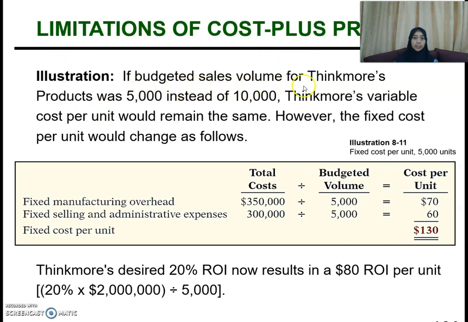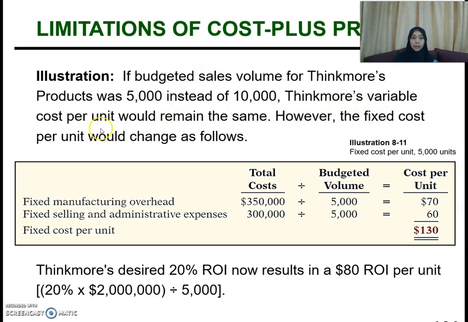So if budgeted sales volume of Thinkmore's product was 5,000 instead of 10,000, remember previously we produced 10,000 units. But what if you produce a lower amount? Let's say you produce 5,000 instead of 10,000. So the cost will be spread over a lesser quantity, the piece of cake, that means the fixed cost is now being shared only by the 5,000 units instead of by the 10,000 units. So each unit will carry a greater portion of your fixed cost.